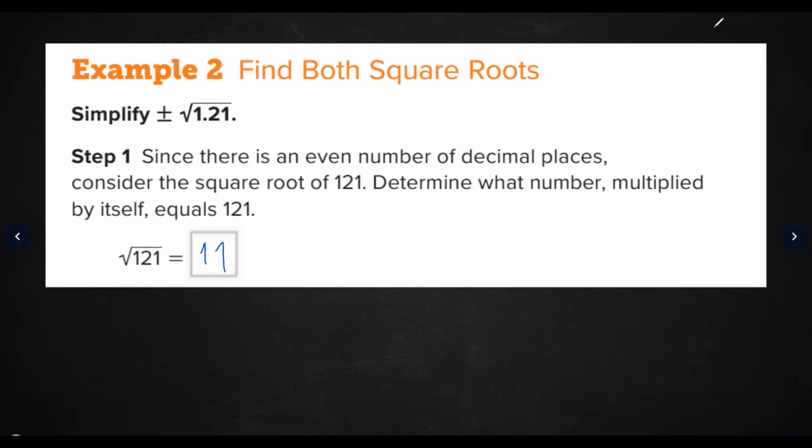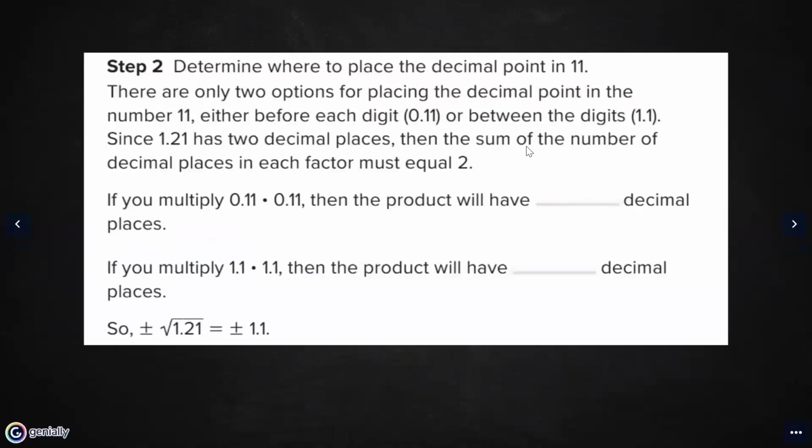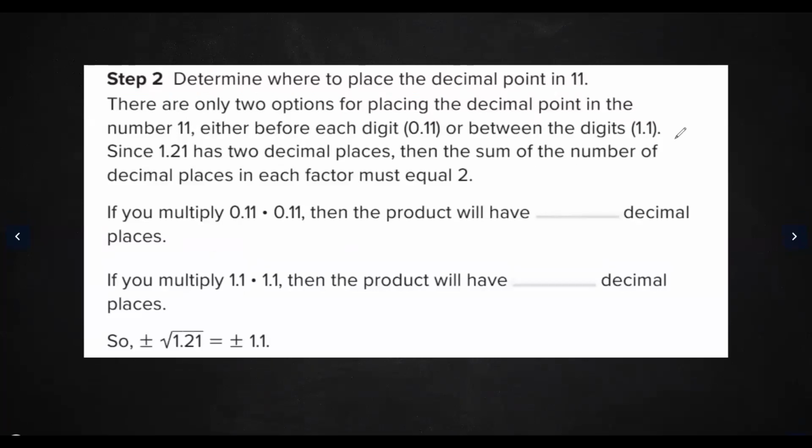121. Let's go to step number 2. We already know that 11 times 11 is 121. But our number is 1.21. Okay, so we need to decide whether we need to put the decimal point in between the ones or in front of the ones. Let's see.